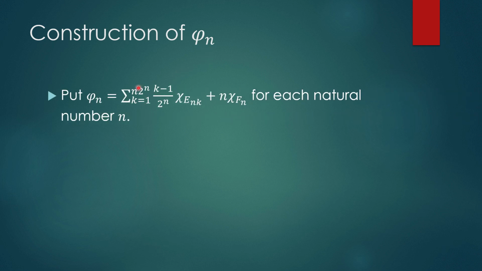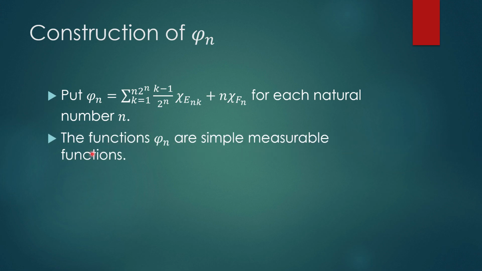You can put φ_n = Σ_{k=1}^{n·2^n} (k−1)/2^n χ_{E_nk} + n χ_{F_n} for every natural number n. Alright, so the functions φ_n are simple measurable functions.